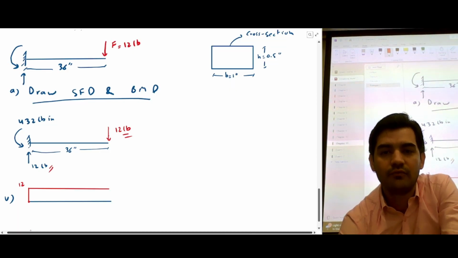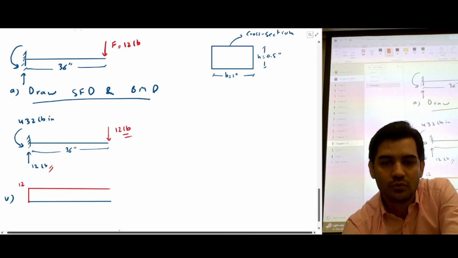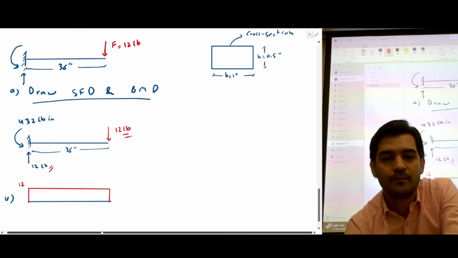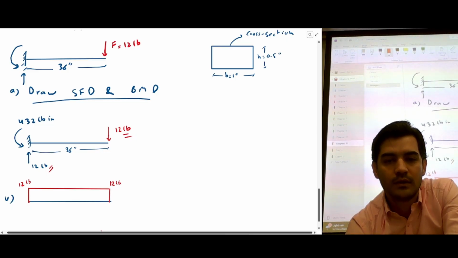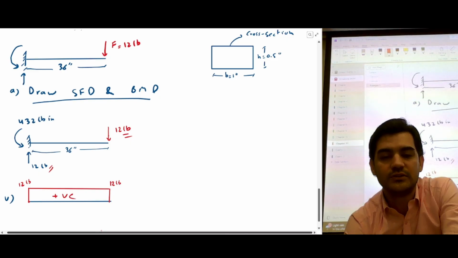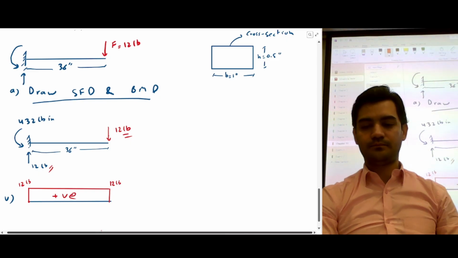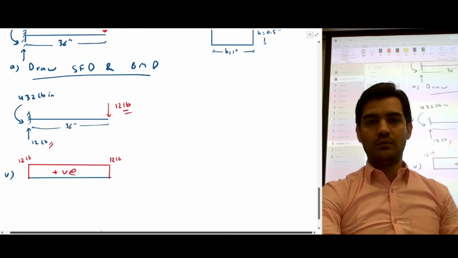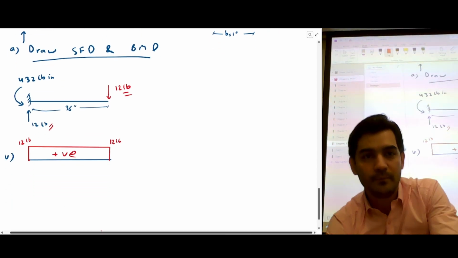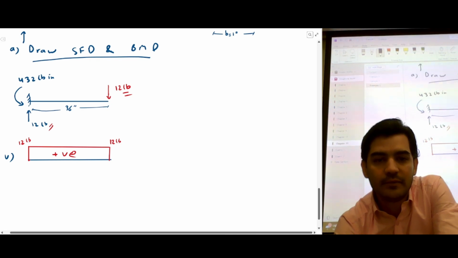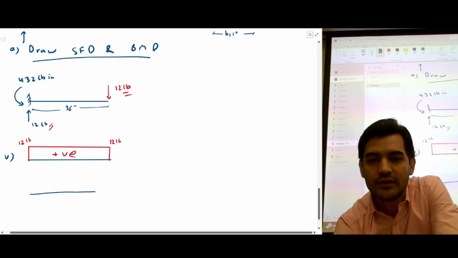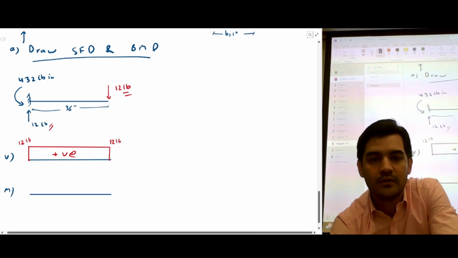And then we have 12 pounds going down, so we'll go down 12 pounds. And this is our shear force diagram, which is positive because it was always upward. So that's our shear force diagram. We can also draw the bending moment diagram either by using equations or by using the graphical method. I'm going to use the graphical method here.